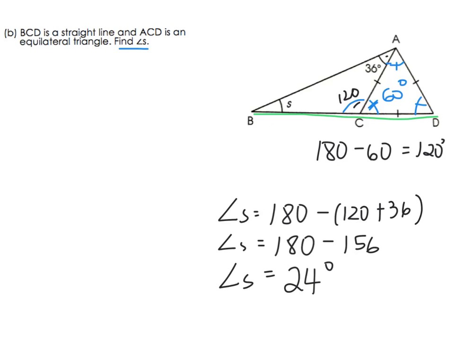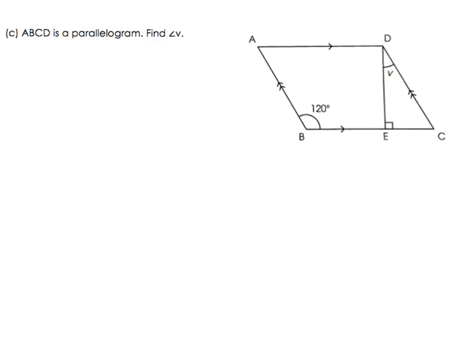So let's look at another example. ABCD is a parallelogram. Find angle V. As you all know, in a parallelogram, the opposite angles are equal. So this angle here is equal to this angle here, and 120 over here is the same as this one.